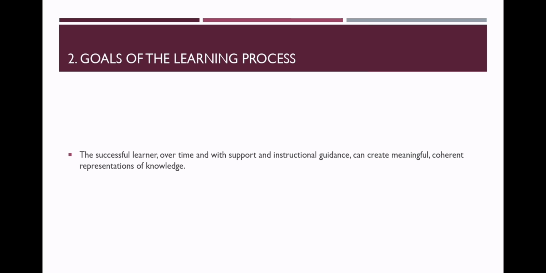Next is the second principle, goals of the learning process. So, the successful learner over time and with support and instructional guidance can create meaningful, coherent representations of knowledge. So it means that the goal of the learning process is to make the learners express their thoughts in a clear and calm way so that other people can understand what they are saying.